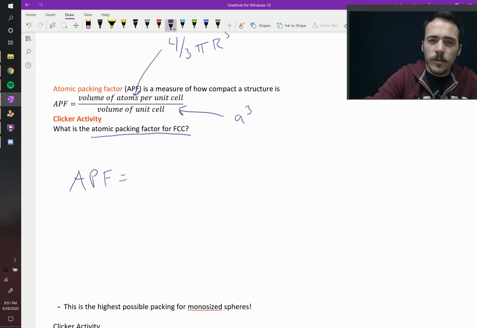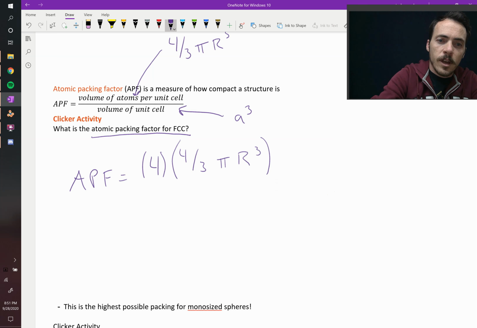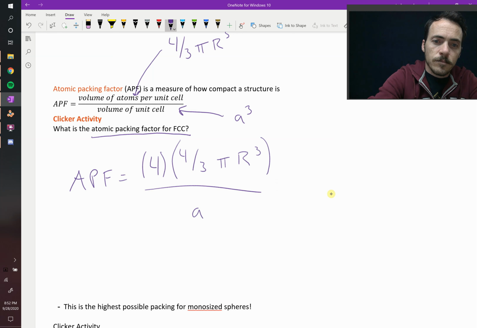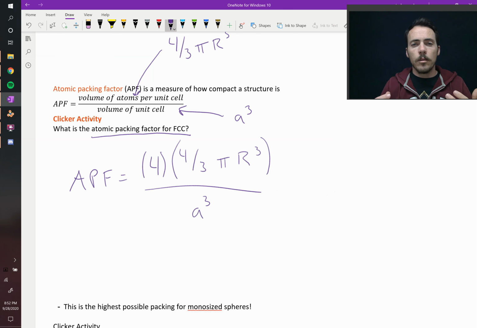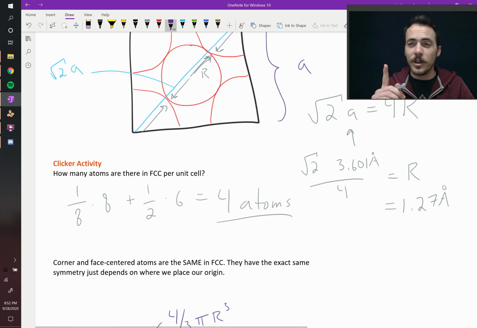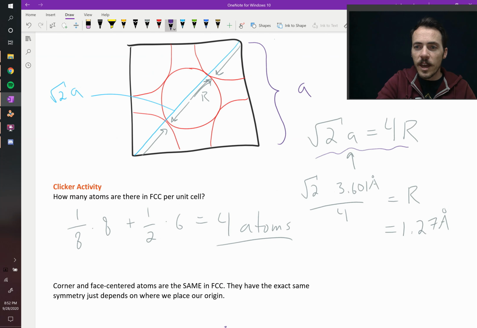How many atoms were there? We decided there's 4 atoms per unit cell. Each one of these atoms has a volume of 4/3 pi r cubed. And then we're going to divide this by the volume of the unit cell. That's a cubed. So we can't punch this in because r and a won't cancel out. But what can we do? We can come back up here and we can use this handy dandy ratio right there to solve in terms of r or a. Doesn't matter which one. Let's solve in terms of a, right?